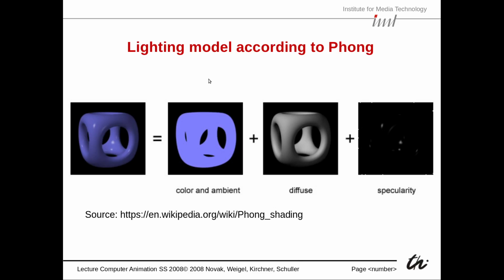Yeah, so here's the result. Lighting model according to Phong. Here's the final result on the left, and it consists of those three parts. Here's color and ambient, so this is the light coming from all directions. Here's the diffuse reflection, so this is Lambert, basically the Lambert part. And here's the specularity. This is the shiny parts, the highlights, which basically model the reflections of a point-like light source.